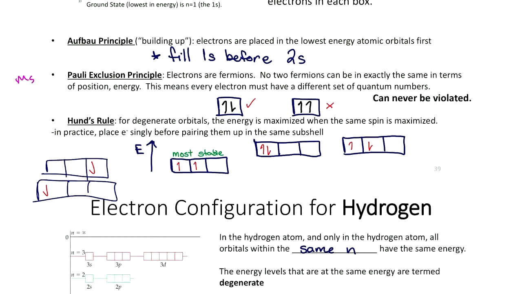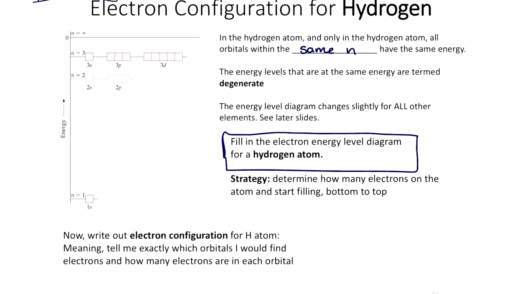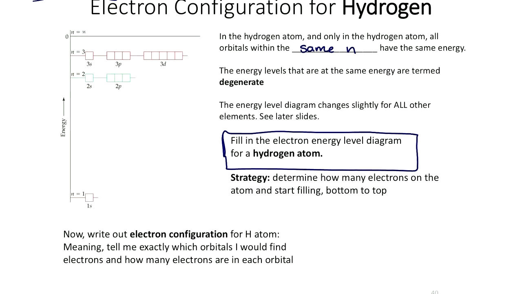Okay. All right, so let's write the electron configuration for hydrogen. Here I have your energy level diagram for hydrogen. How many electrons does a hydrogen atom have? 1. Okay, it has 1 electron. So we need to place 1 electron on this diagram. Where is it going to go? On the bottom. It's going to go right there, in the bottom.